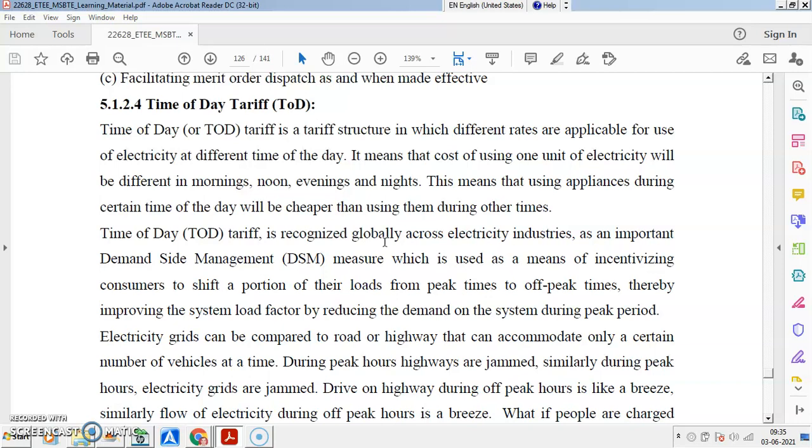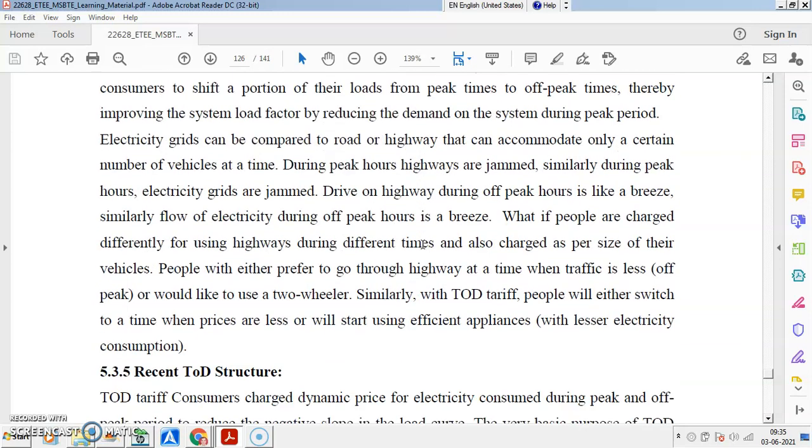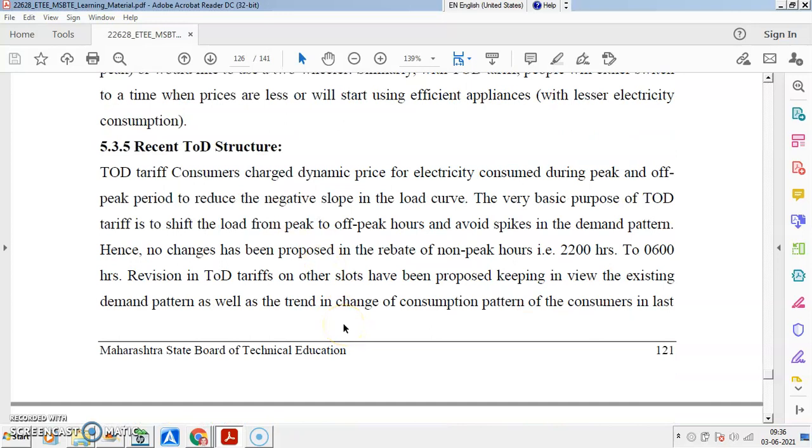Similarly we can do this in the electrical industry, and it is globally accepted. This peak and off-peak concept and TOD tariff is globally accepted, and it is also accepted in India by our MSEDCL. So in the recent TOD structure, time of day tariff, consumers are charged a dynamic price for electricity consumed during peak and off-peak hours of the day.